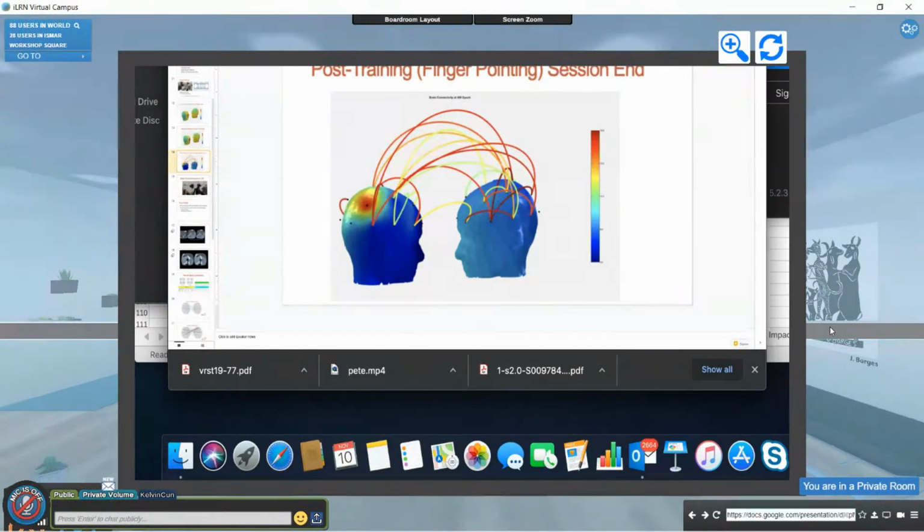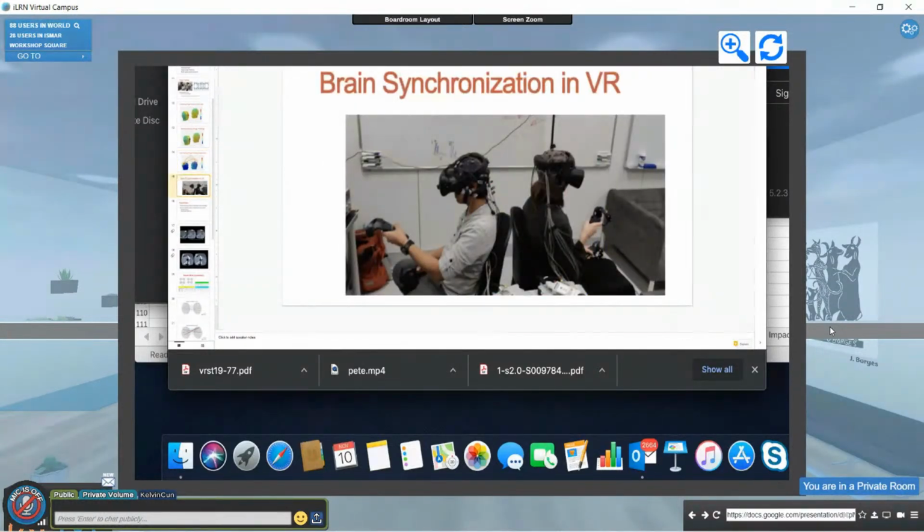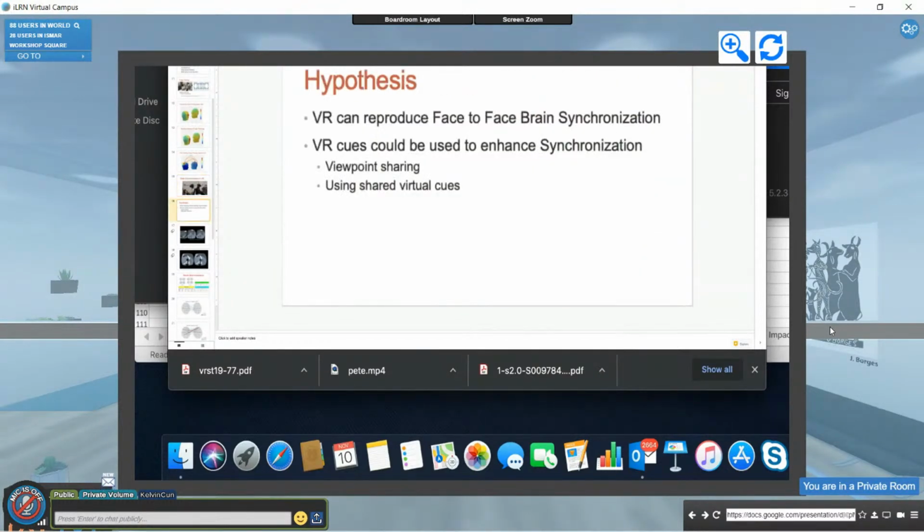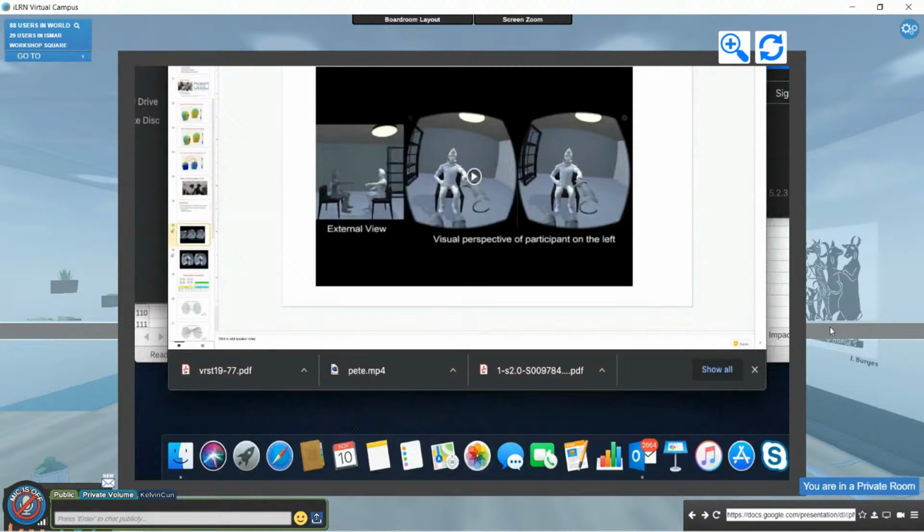After our first experiment, we then ran an experiment inside VR. Now you can see the two people sitting together, and of course they don't need to look at each other because they're inside VR. The main hypothesis was that VR could be used to reproduce brain synchronization seen face-to-face, and that we could use VR to enhance synchronization. So this video, I'm not sure how it will work.